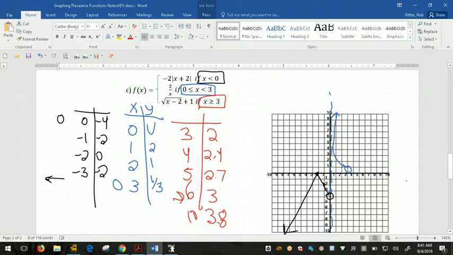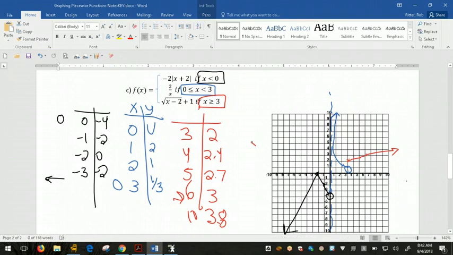At 3, 2, I'm going to put a closed circle. And then at 4, 2.4. So it's going like this. 2.7, yeah, I didn't do that very well. At 5, it's going to be 2.7, at 6, it's going to be 3. At 10, it's going to be 3.8. And it goes on. So there's my closed circle. Let's hope technology cooperates this time.